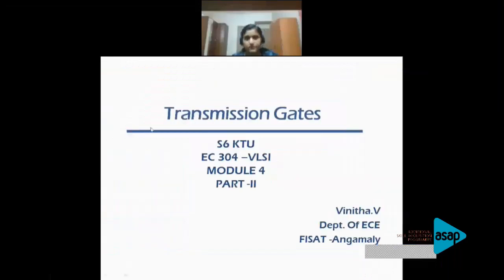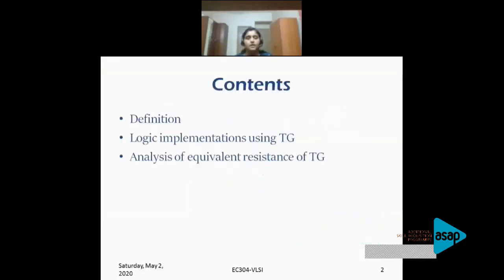Good afternoon, everyone. Here we are for the second session of VLSI Module 2, Module 4. This is part 2 of this module, which is the last part. Today we are going to deal with transmission gates. This is just an overview of what we are going to see today. Initially, we'll try to define what a transmission gate is. How can we analyze the working of a transmission gate?